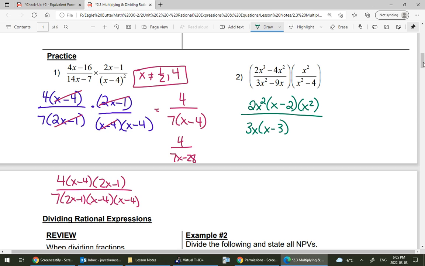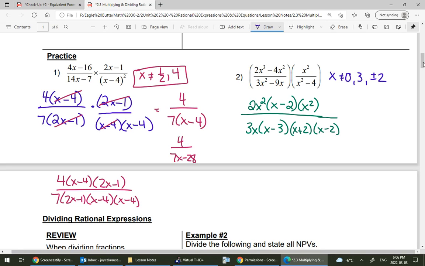And this is a difference of squares. Remember, 2 terms, there's only 2 options, difference of squares or GCF. So x plus 2, x minus 2. We take a look at our NPVs, and so we have x cannot be 0, x cannot be 3, and x cannot be plus or minus 2.